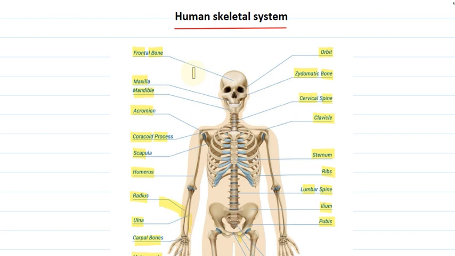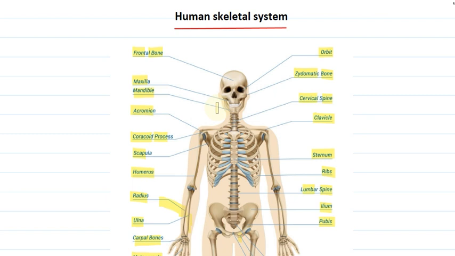We started with the frontal bone. The frontal bone is the bone in the human skull in the forehead region. Then there is the maxilla, the bone that forms the upper jaw and a major bone of the face. Then there is the mandible, which is the largest bone in the human skull and helps in holding our teeth in place.